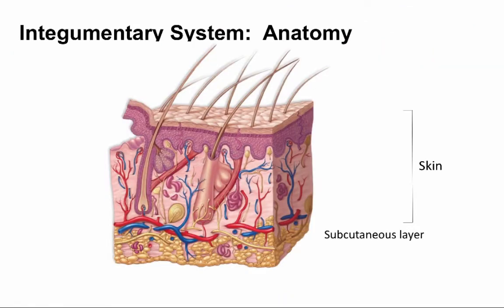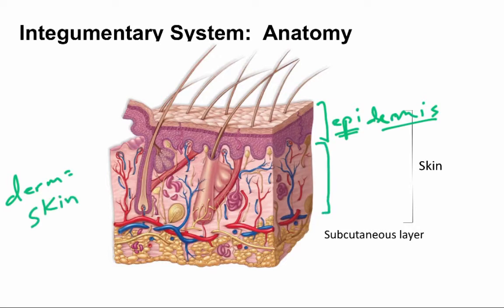So skin is composed of 2 layers. The upper layer is the epidermis. Sorry about my pen here. For some reason, I don't seem to be able to make the size of the pencil smaller. So remember, epi means on top of or above, and derm means skin. The lower layer of skin, the thicker layer, is called the dermis, which kind of makes sense.